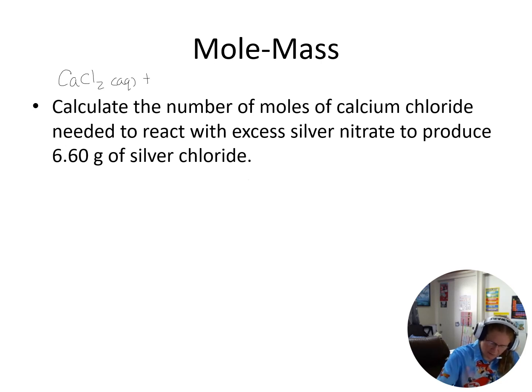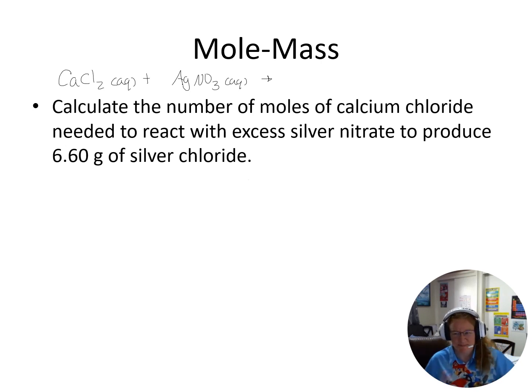We have silver nitrate. We're told that silver iodide or silver chloride is one of the products. Silver iodide we used in a lab. We're told that silver chloride is one of the products. We're given a gram amount, so we can surmise that that's our insoluble product.